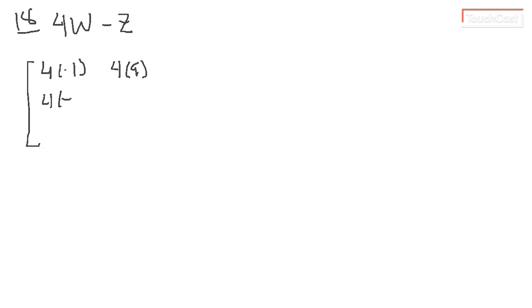In problem 18, we've got 4w minus z. So we're going to first multiply everything in w by 4. So we're going to go 4 times negative 1, 4 times 9, 4 times negative 11, 4 times 15, and 4 times 8, and lastly 4 times negative 20.